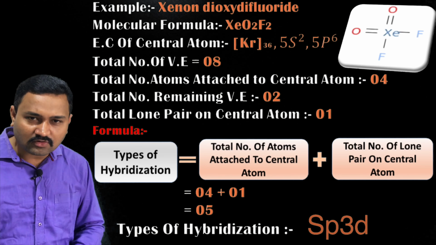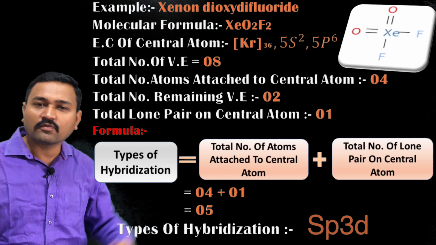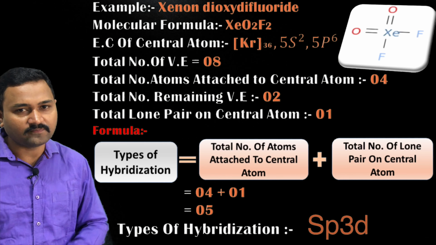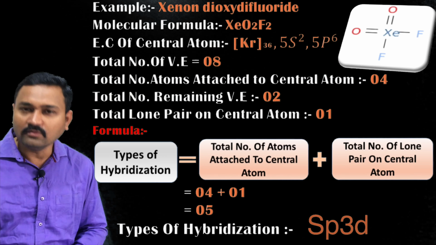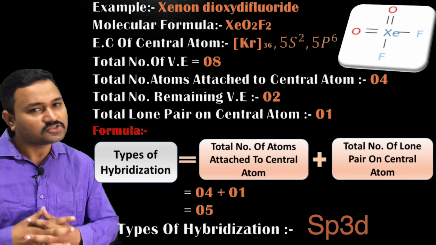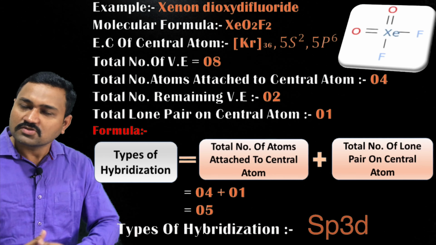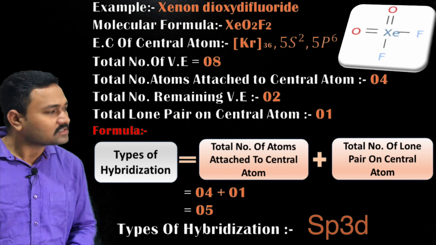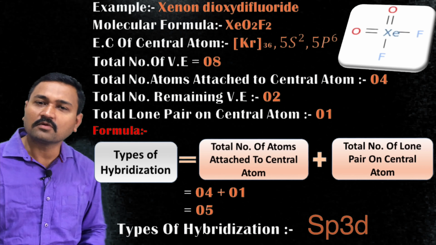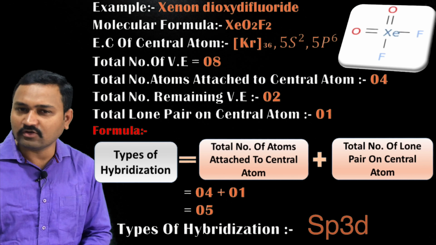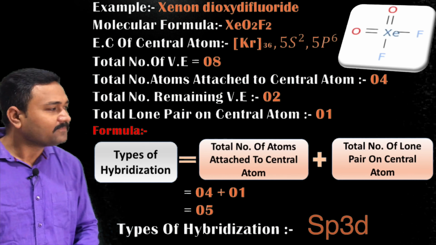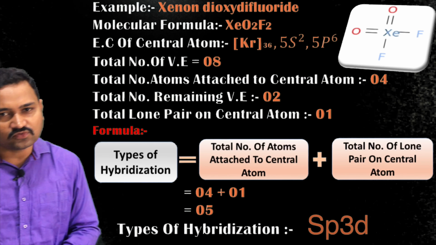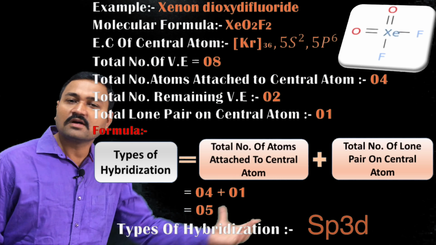If the remaining valence electrons are 2, then the total number of lone pairs of electrons on the xenon is equal to 1. Again, one point you must note is that in the xenon dioxydifluoride molecule, the total number of atoms attached to the xenon is equal to 4. So, now again use the simple formula: the total number of atoms attached to the central atom plus the total number of lone pairs of electrons on the central xenon atom. So, the total number of atoms attached is equal to 4. The total number of lone pairs of electrons is equal to 1. Hence, the number comes to be 5.